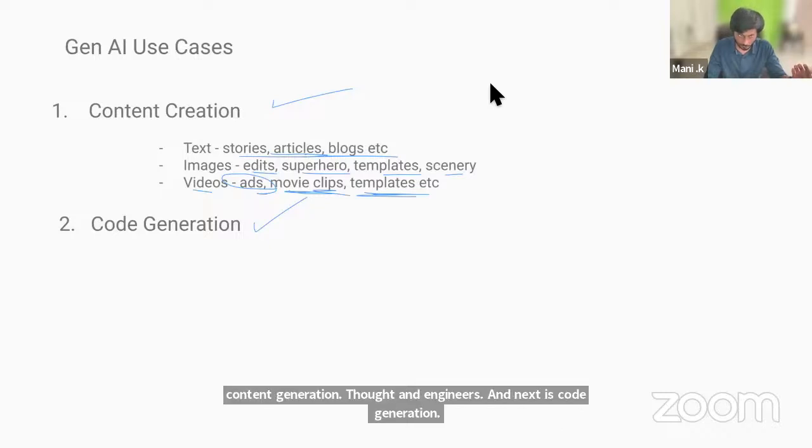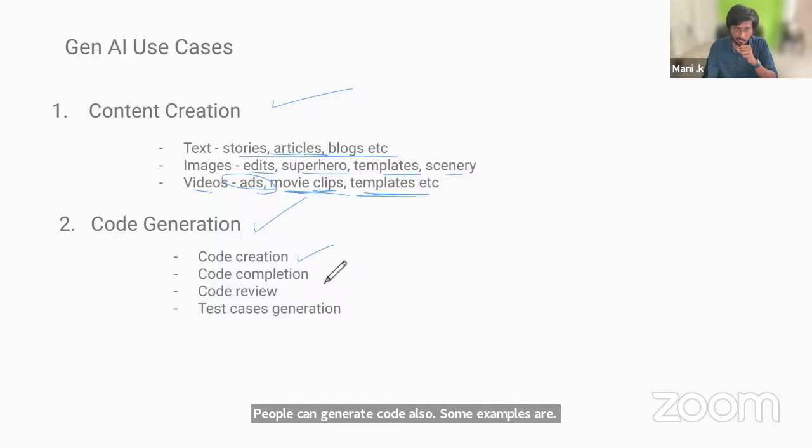People can generate code also. Some examples are code creation, code completion. Already some code I have written. I will copy paste that code in ChatGPT, and I will tell I want the array to be reversed. I have written half of the code. Can you finish the rest of the code for me? So it will take it and it will finish the rest of the code.